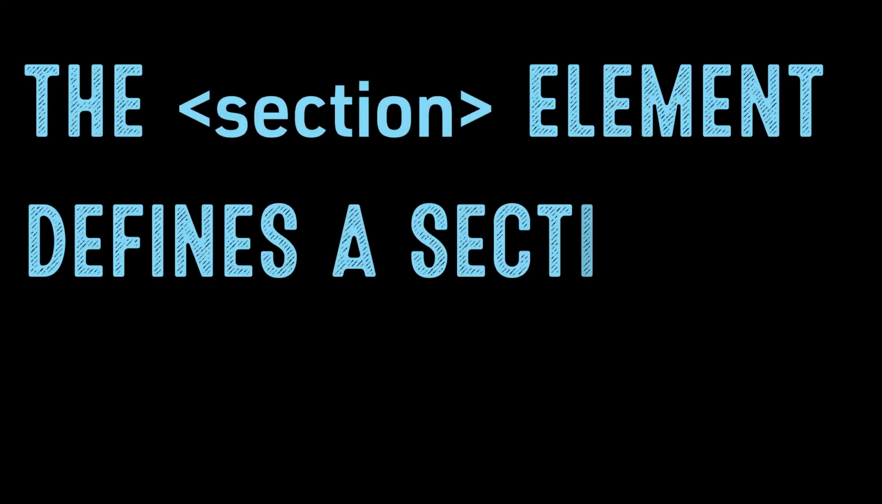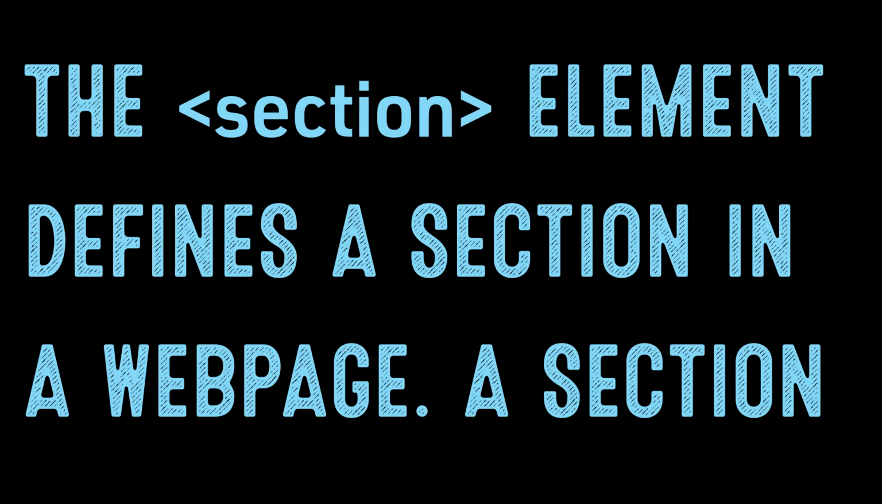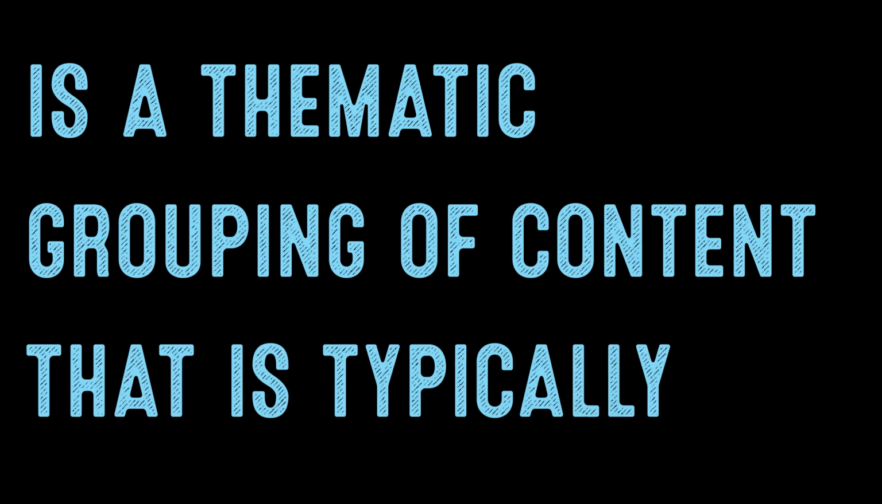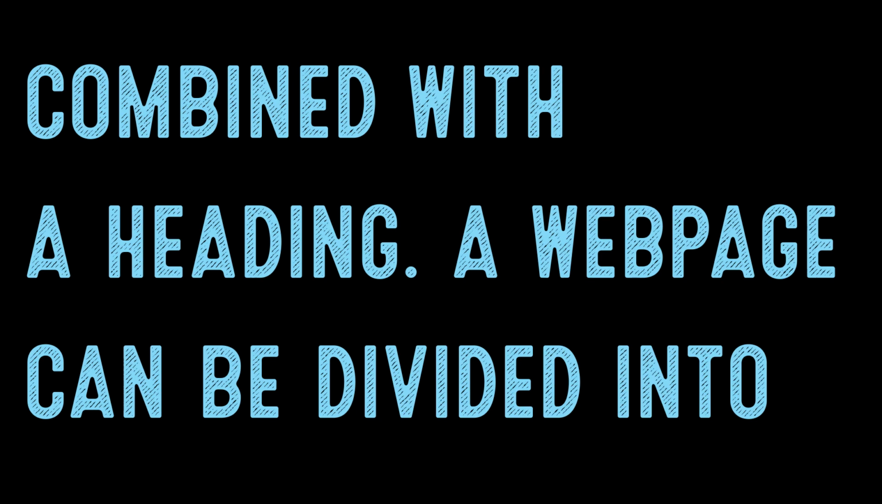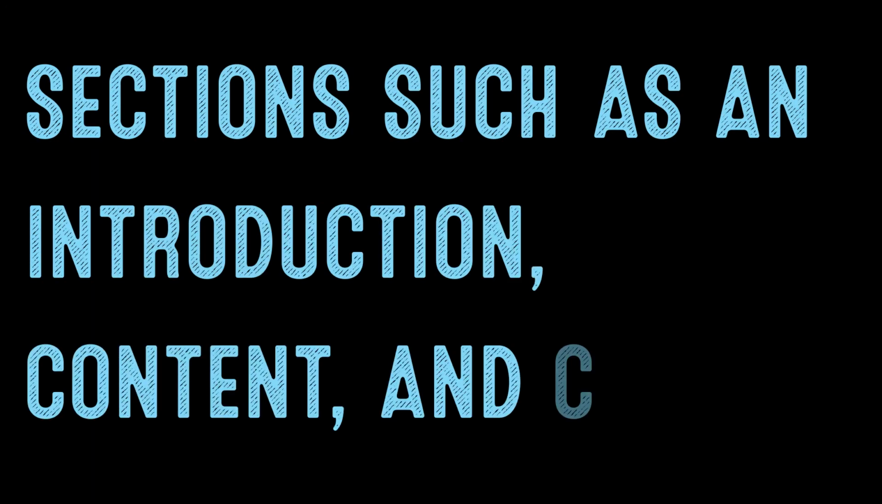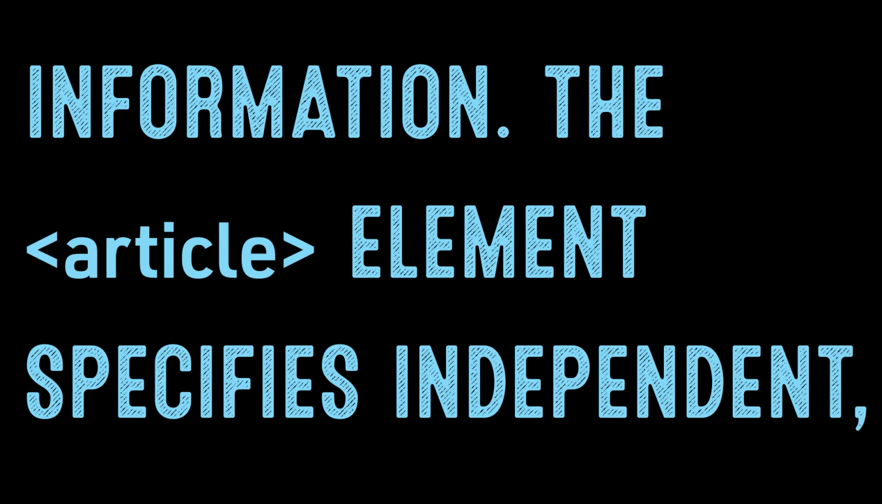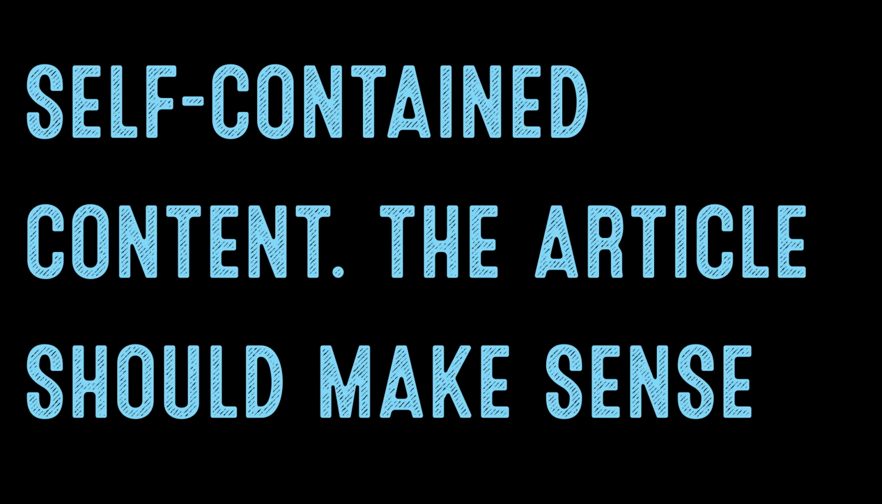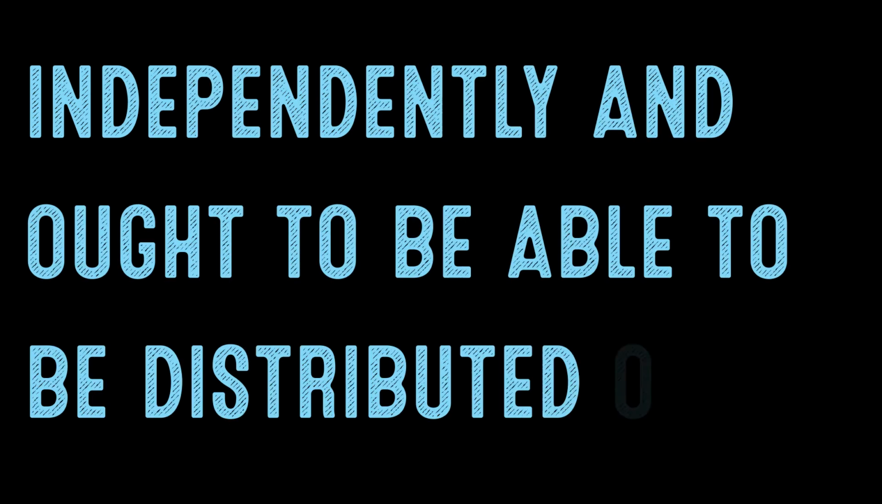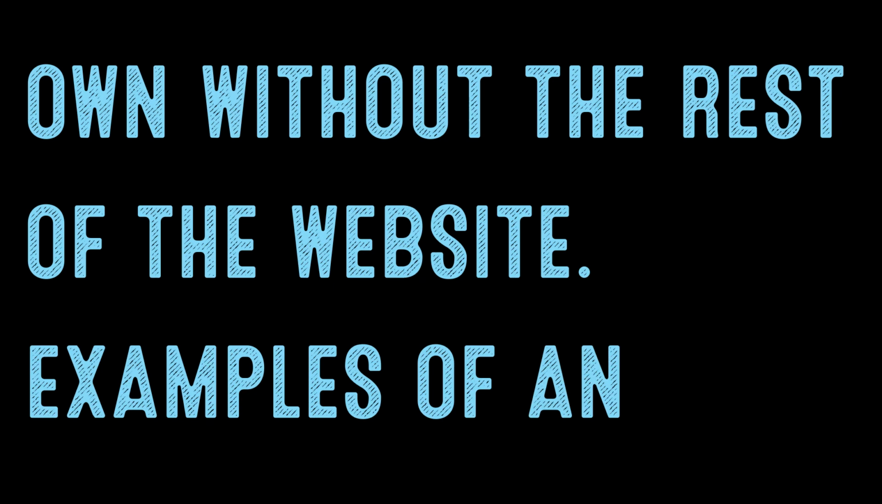The section element defines a section in a web page. A section is a thematic grouping of content that is typically combined with a heading. A web page can be divided into sections such as an introduction, content, and contact information. The article element specifies independent, self-contained content. The article should make sense independently and ought to be able to be distributed on its own without the rest of the website. Examples of an article element include a post in a forum, blog, or news article.